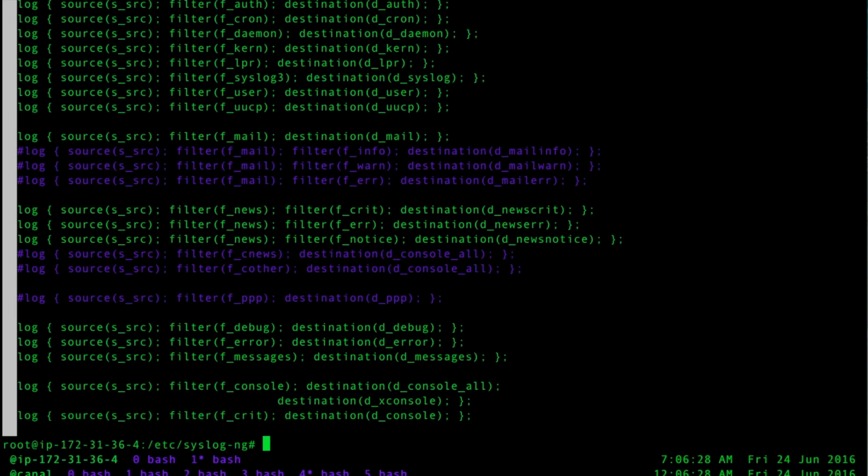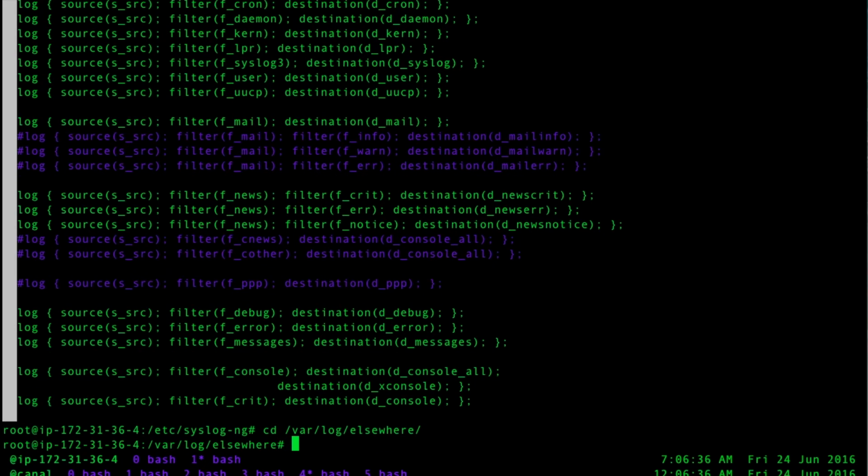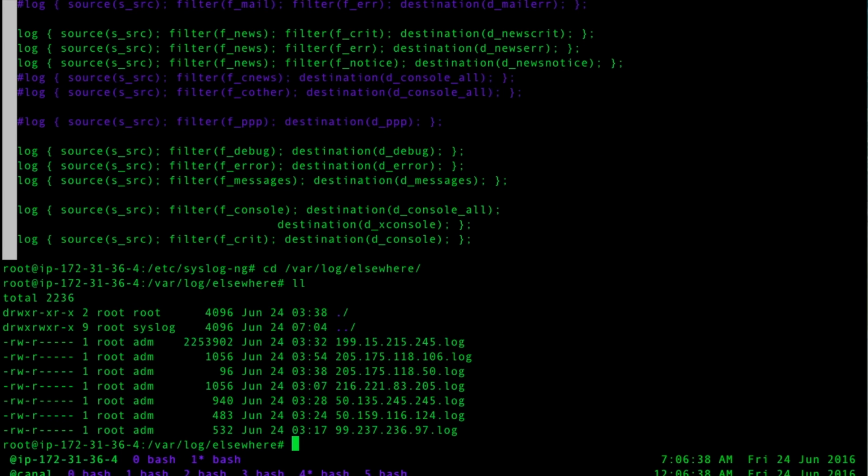Could also take a look at the directory where we were keeping the files. This is over in var log elsewhere. And a half dozen files here, and this is what they look like.